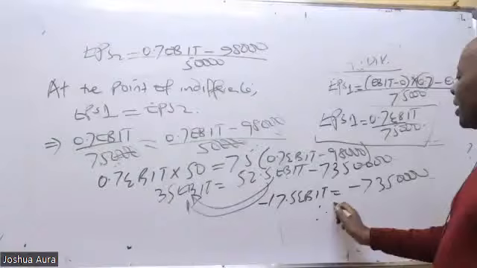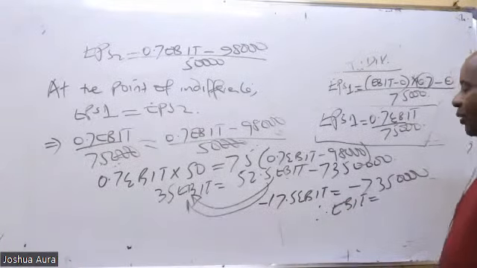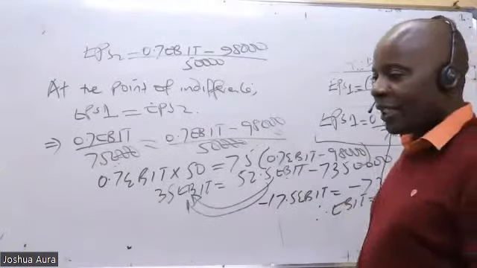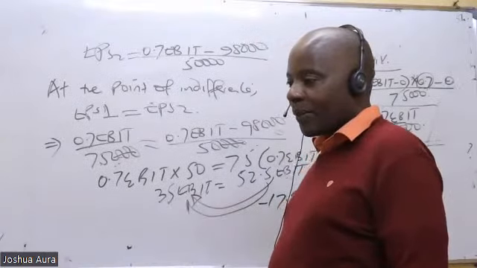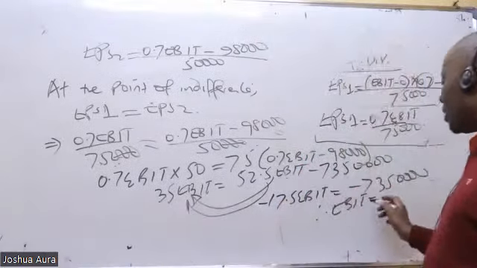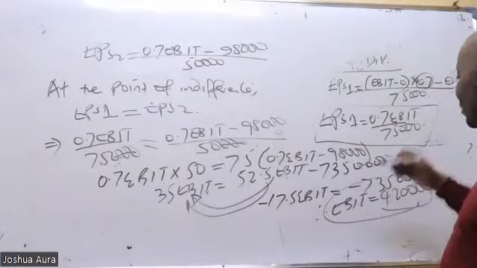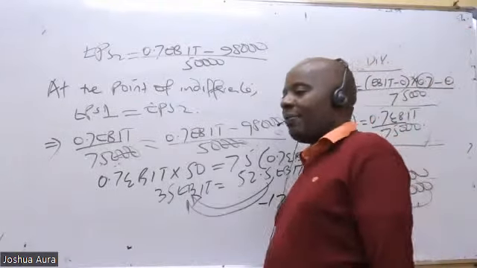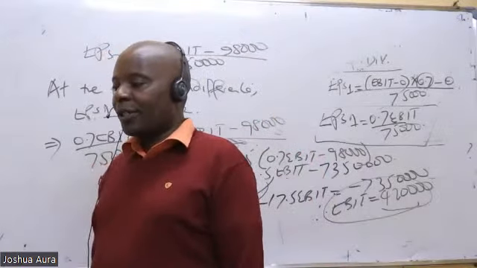So meaning that EBIT at the end of the day will be equal to, if you take this divided by this, is it 17,500 or 17.5? 420,000. You guys are the ones who are giving me these figures. So EBIT at the point of indifference is 420,000.